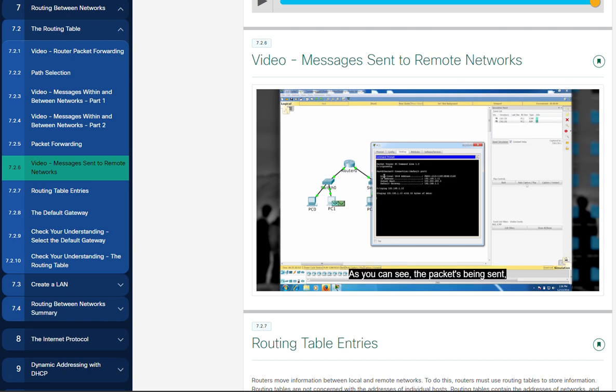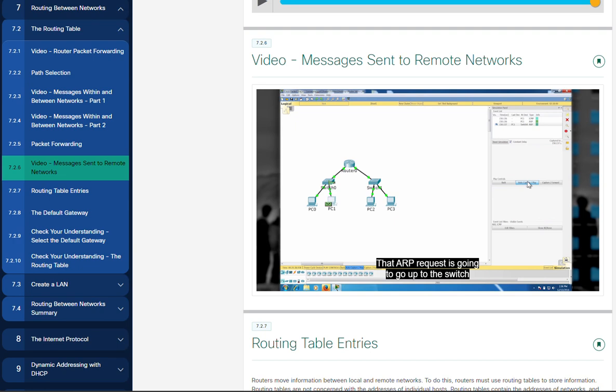As you can see, the packet's being sent, and you'll notice up here that I'm sending an ARP request. That ARP request is going to go up to the switch, and then because it is a broadcast message, it's going to go to all of the devices attached. PC0 is going to respond back to me with its MAC address so that I can send the communications directly from PC1 to PC0. And you can see that the packet is going directly.